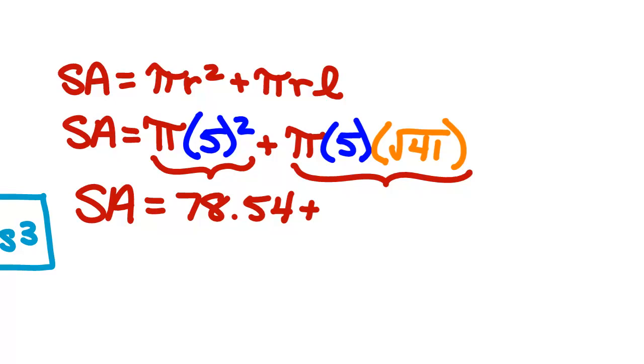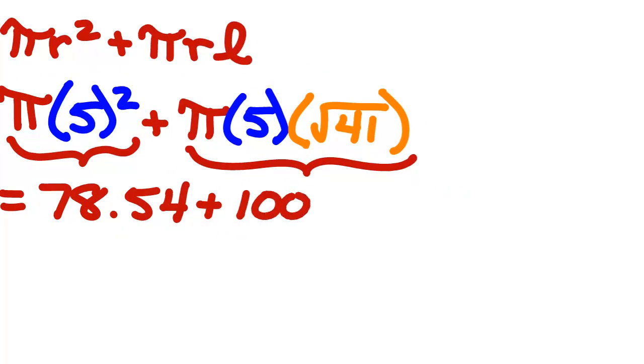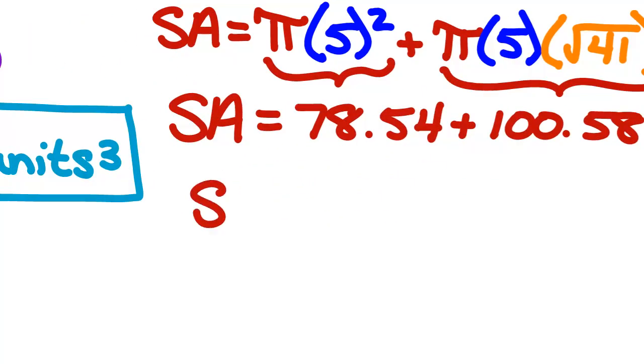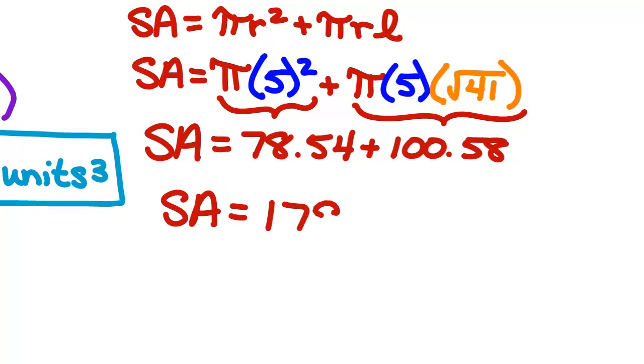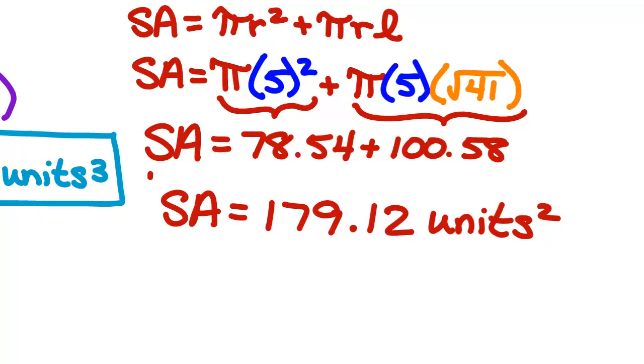What'd you say? Got an error. Let's see how it was put in. It doesn't like the way that parenthesis went in. All right, try that. There we go. Got 100.58. So total surface area for this cone is going to be 179.12 units squared.